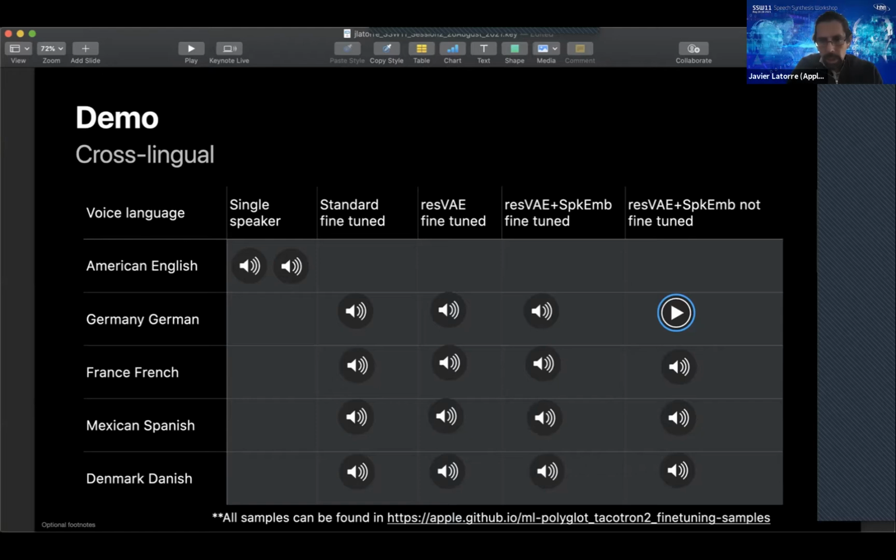So as you see, all the models are accented. The last one is a little bit less accented, and maybe the tenth is.